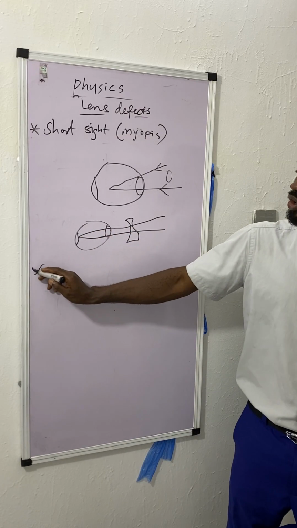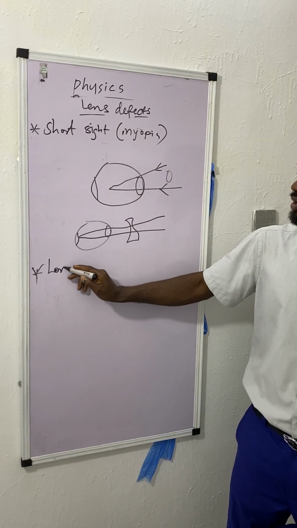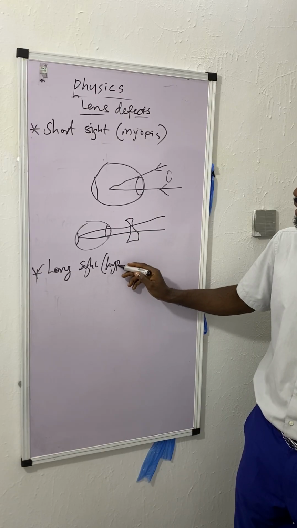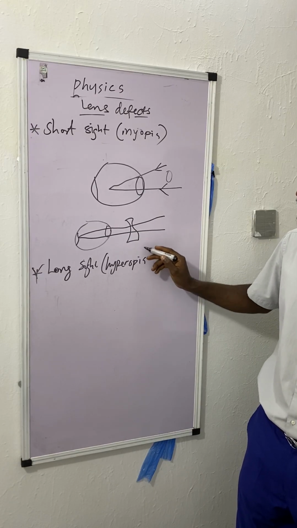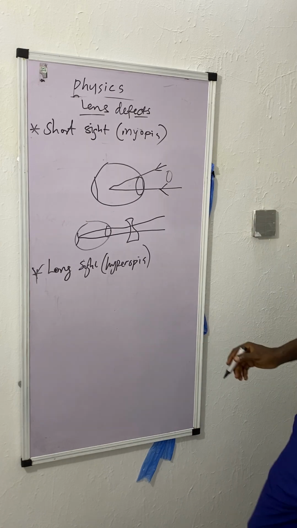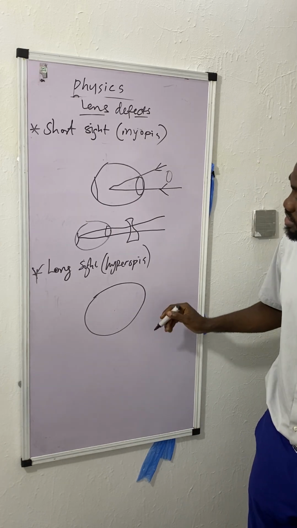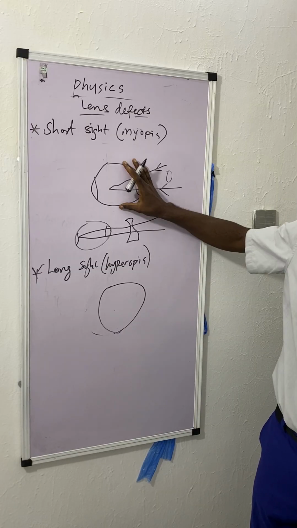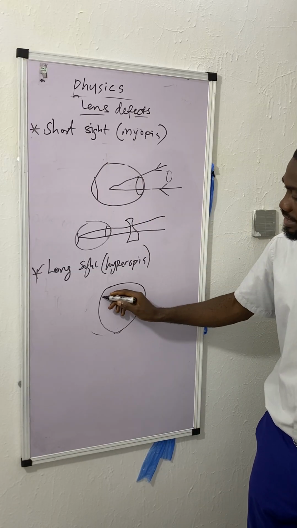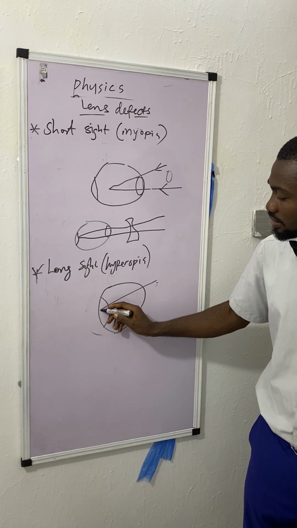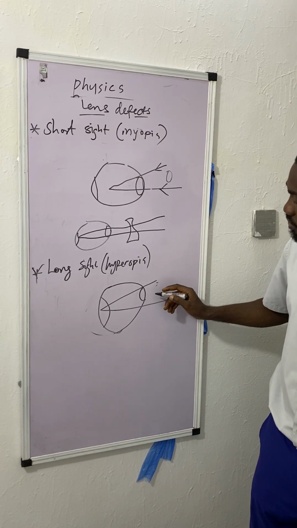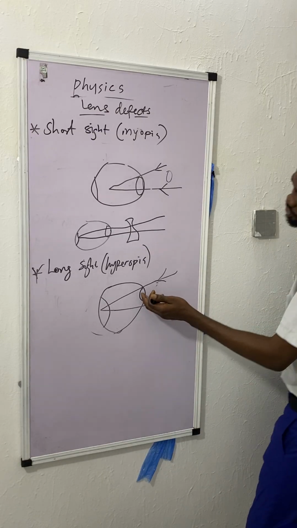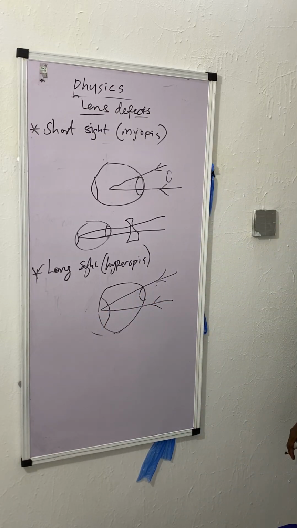Okay, look at the second one, long-sightedness, which is the opposite of short-sightedness. Long sight, also called hyperopia or hypermetropia. Here you have the eyeball. Usually the eyeball is shorter. Here you have a shorter eyeball, here you have a longer eyeball. Because the eyeball is shorter, the light ray focuses at the back of the retina instead of on the retina. This is the light ray coming from objects. It passes through the lens and focuses here, behind the retina.